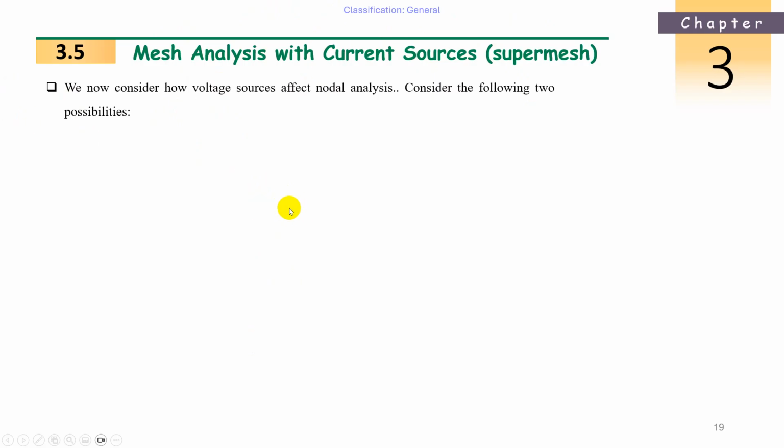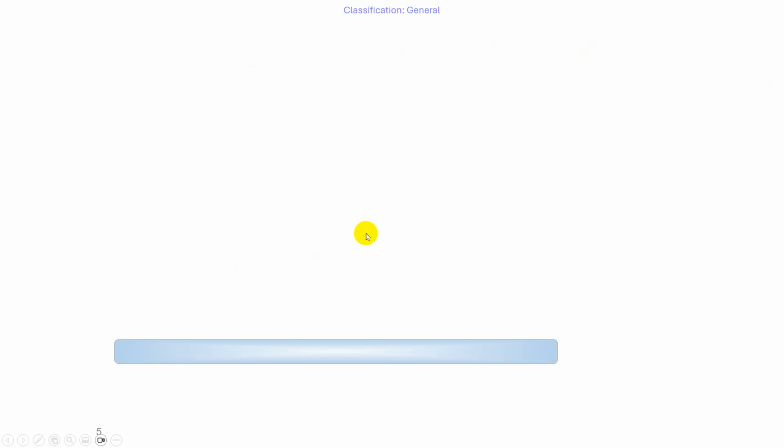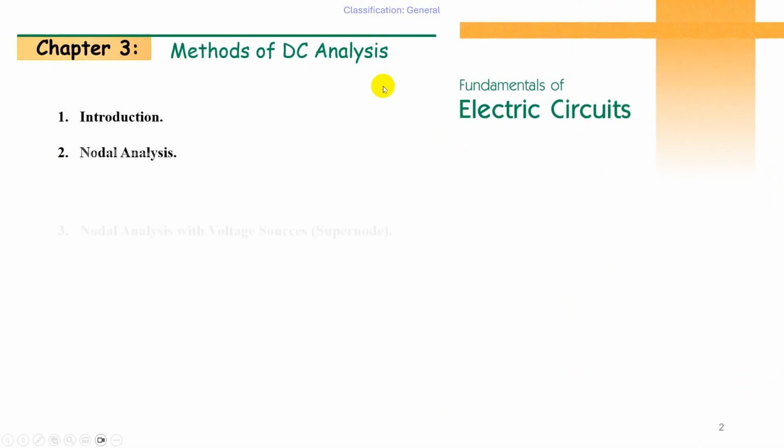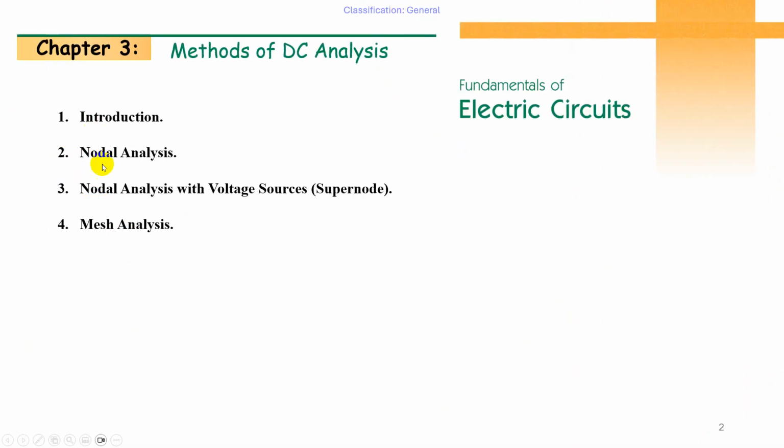Now we have to study two more topics in this chapter. That is, if we have a super mesh or if we have a super node. I think the first one is super node. So I will go step by step. We studied nodal analysis and mesh analysis. Now we have to go with nodal analysis with a voltage source.